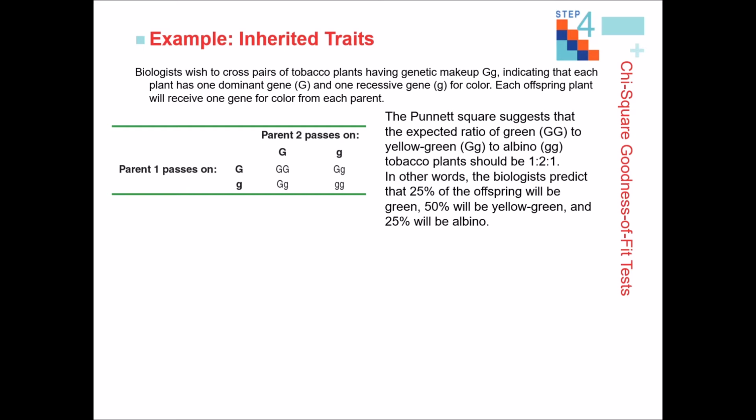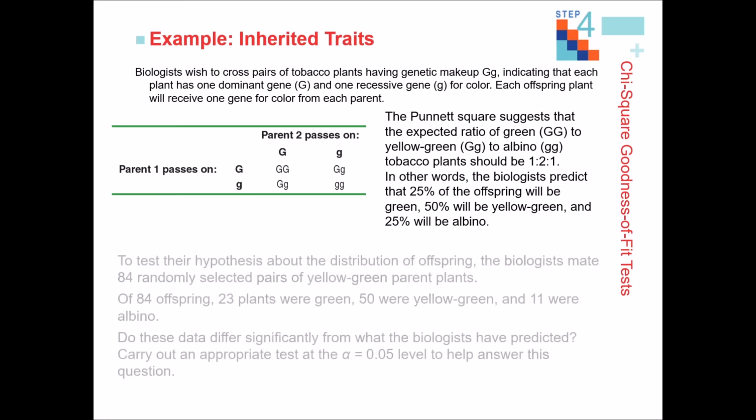Some of you are in AP IB bio, some of you are not. Hopefully everybody can kind of follow my logic there. The big key part of this is that half of the plants should be yellow-green, a quarter should be green, a quarter should be albino. That's really what you need to take away.